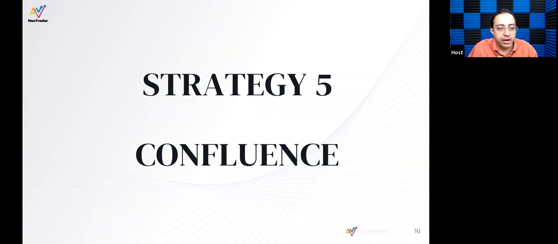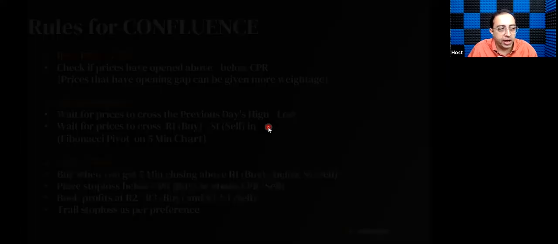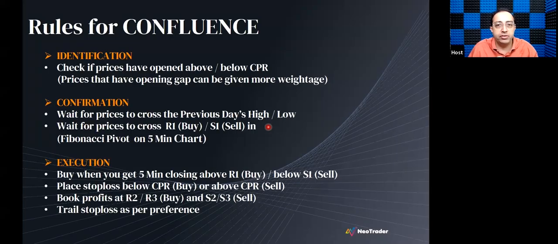We are going to combine these three elements and put them as part of our philosophy. I have shared with you the part of our philosophy, which is identification, confirmation, execution. We have been discussing that. Let's put it together as part of our rule set, and the strategy is called confluence.